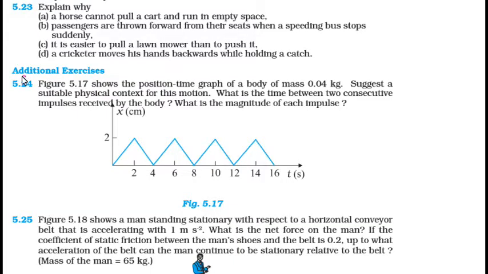So 5.24. Figure 5.17 shows the position time graph of a body of mass 0.04 kg. Suggest a suitable physical context for this motion. What is the time between two consecutive impulses received by the body? What is the magnitude of each impulse?